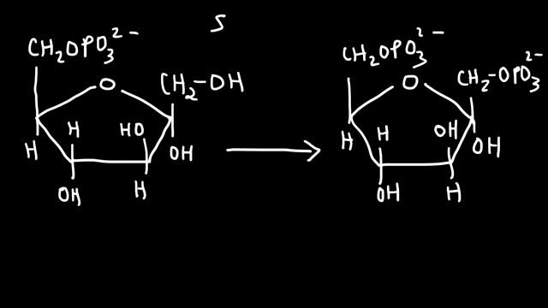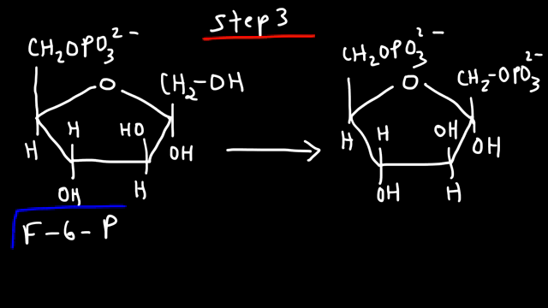Now let's move on to step 3 of glycolysis. So on the left side, we have fructose 6-phosphate. And what is the product on the right side? What is the name of that molecule?